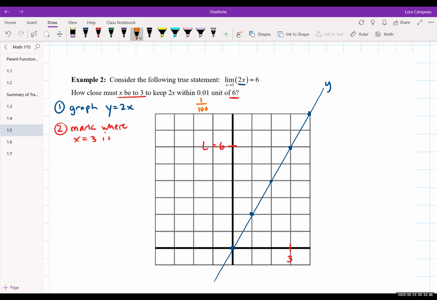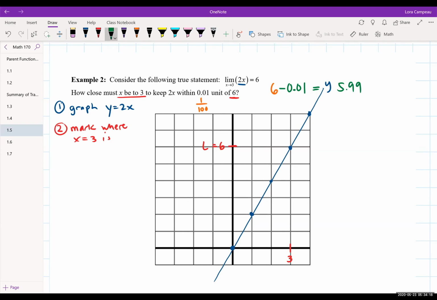And so if I'm actually trying to investigate this and I'm looking at the y-axis, I'm going to take my 6 and I want to figure out what happens when I go below 6. So what happens if I want to be within 1/100th of a unit? What is that value? So I take 6 minus 0.01 and I get 5.99.